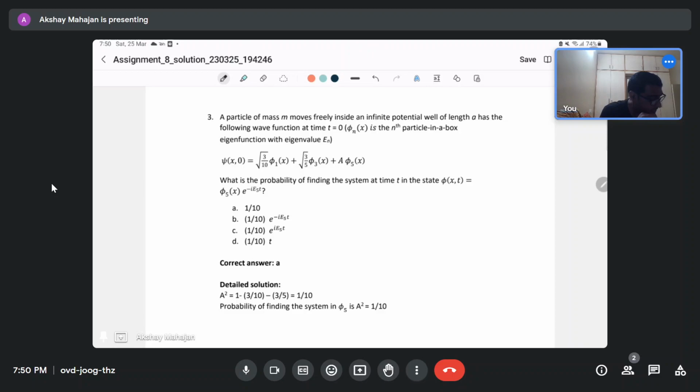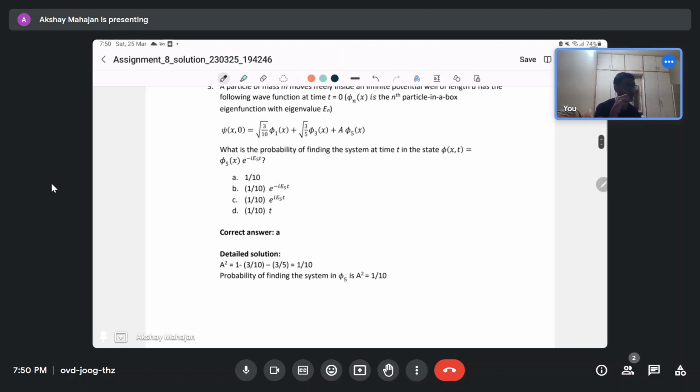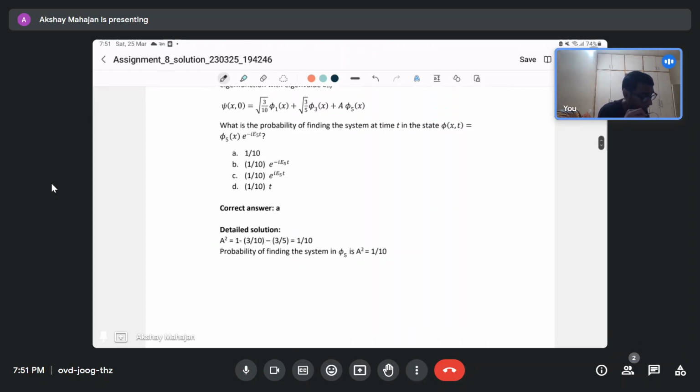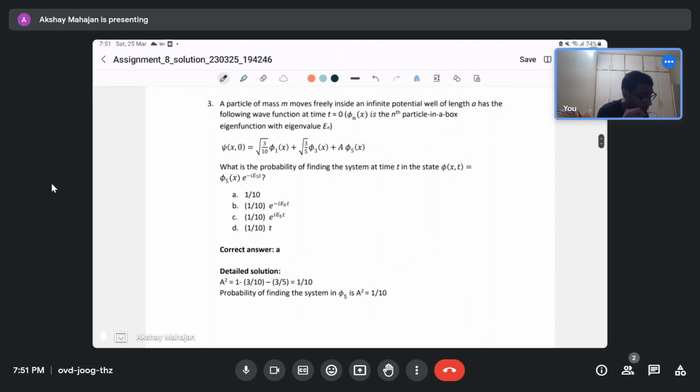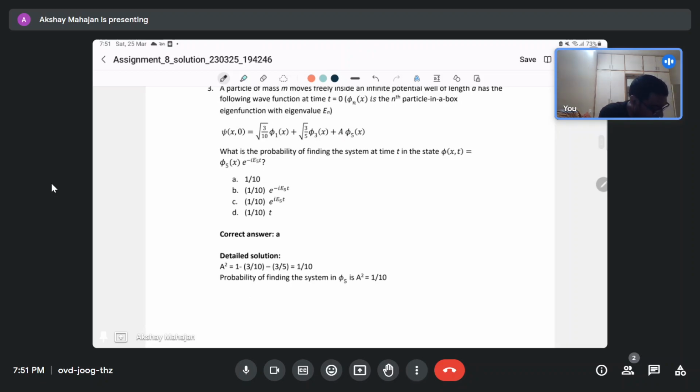So a particle of mass m moves freely, and at t equals 0 we have psi x comma 0 provided. And what is the probability of finding the system at time t in the state? That is given by the coefficients at any time t, and since it is given that no perturbation is being applied, these coefficients will not change with time. So the probability will be the same as at t equals 0, and it is asking for phi 5 x. That is our coefficient a.